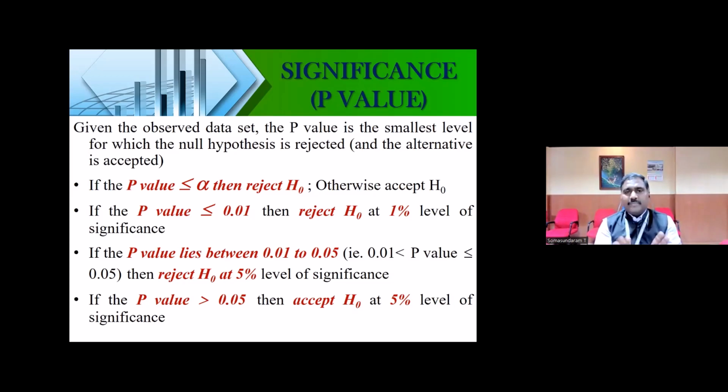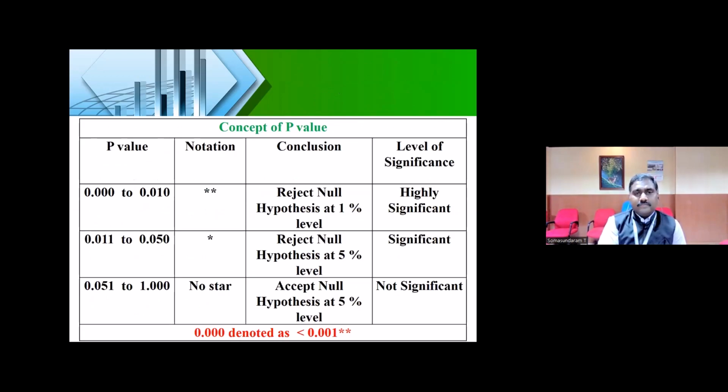So 5% error is allowed and 95% accuracy is expected in social science research, whereas in the scientific fields, they will expect 99% accuracy. That's why they are allowing 1% error. But for social research, 5% is standard. So you can give an interpretation of the hypothesis based on the level of significance. This is very, very important, and this is how you have to interpret.